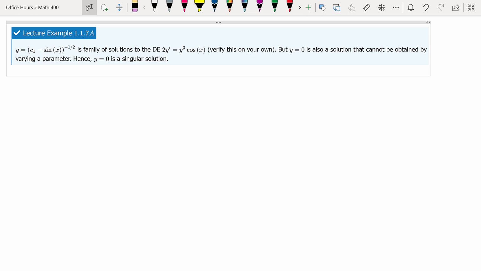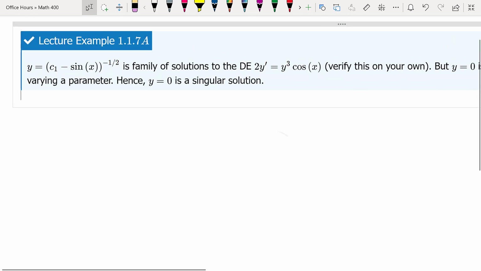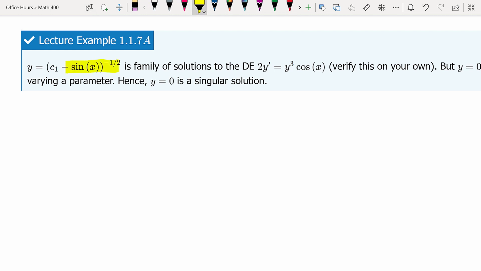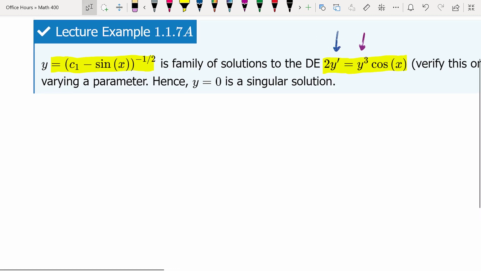All right, in this example, we are just going to go ahead and verify that this right here, let me highlight it, is a family of solutions to the differential equation 2y prime equals y cubed cosine of x. To verify that's a family of solutions to that differential equation, all we need to do is plug that function in for y, and also find its derivative and plug that in for y prime.